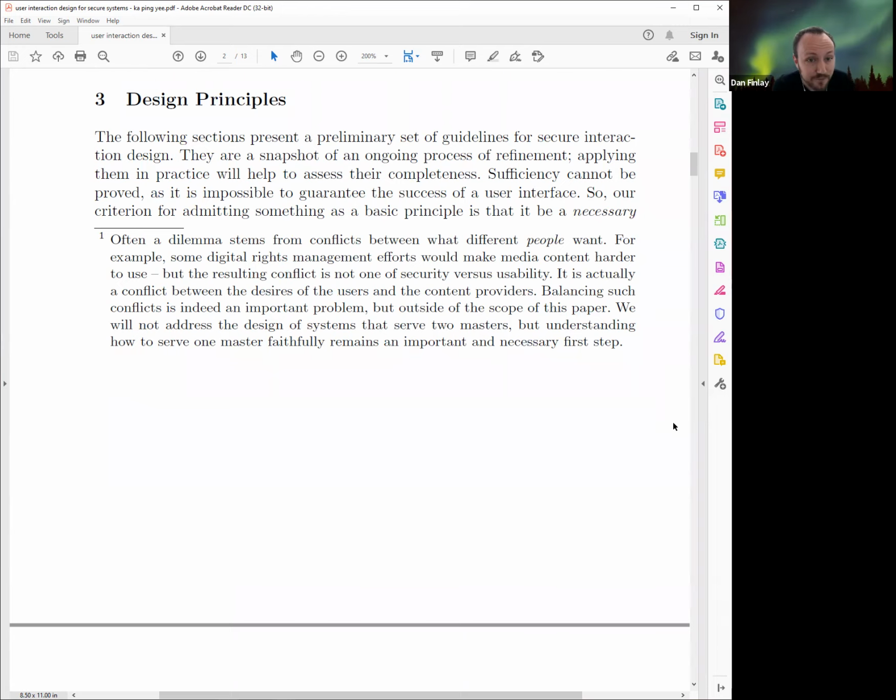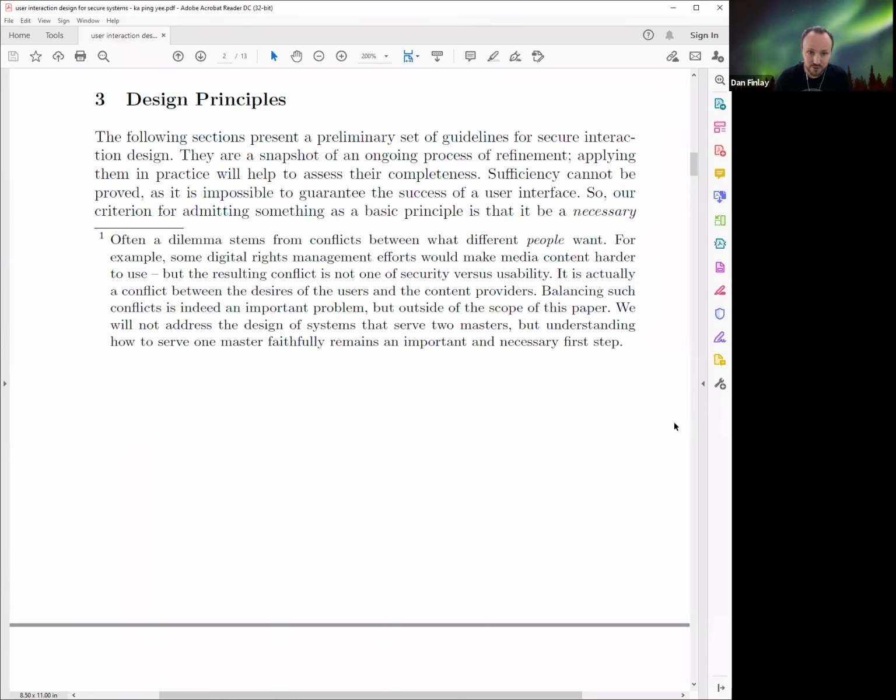Design principles. The following sections present a preliminary set of guidelines for secure interaction design. They're a snapshot of an ongoing process of refinement. Applying them in practice will help to assess their completeness. Sufficiency cannot be proved, as it is impossible to guarantee the success of a user interface.